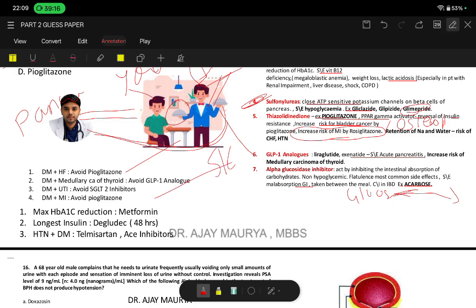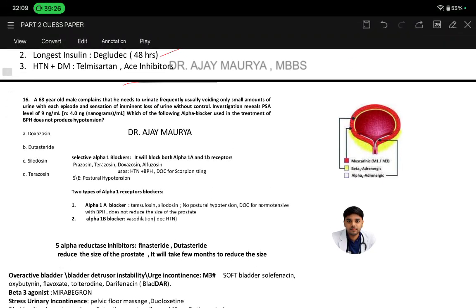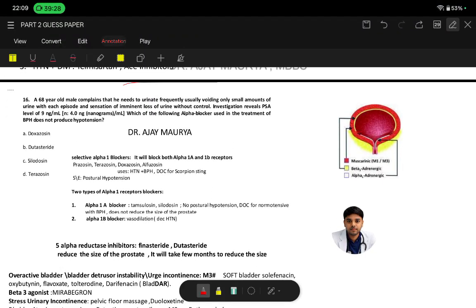Remember, maximum HbA1c reduction is by metformin. Longest acting insulin, diuretic. Okay, done. Next one, tell me this. Tell me what is the answer? We are about to finish. Tell me.